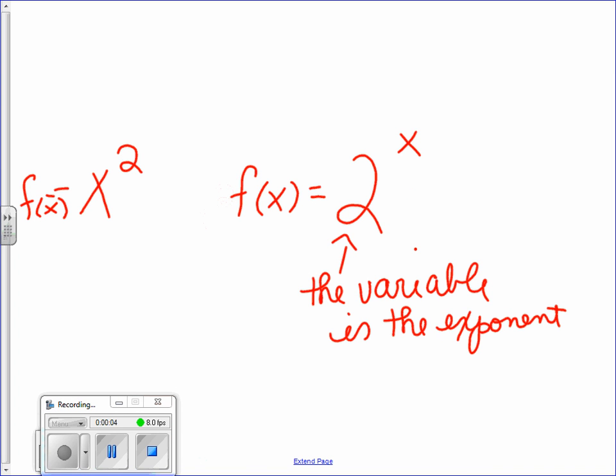So this is just a function that happens to have an exponent. This is an exponential function because the variable is the exponent. Okay. If I had to solve for x in this problem, what would I do? Like, what if you take the square root? The inverse of squaring something is a square root. Any idea what I would do for this one?